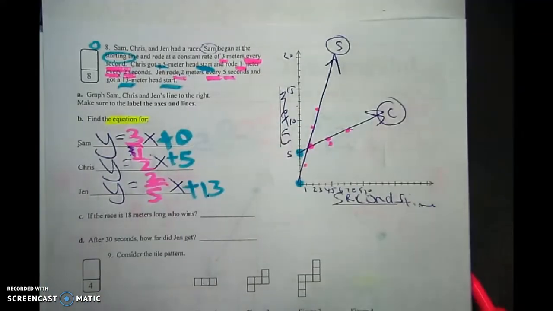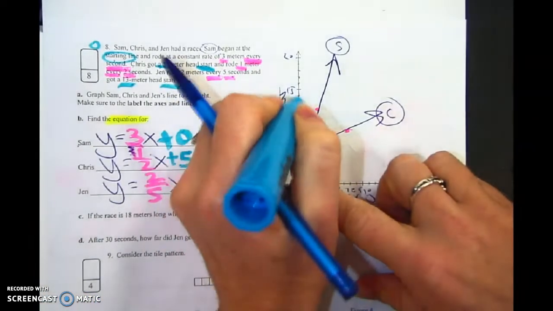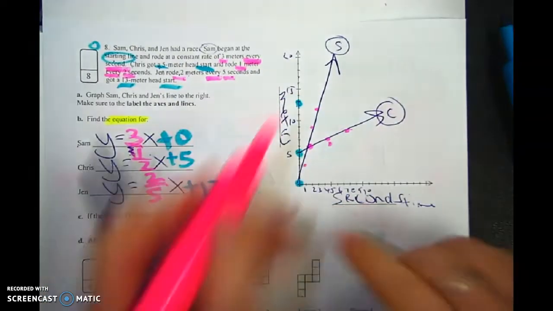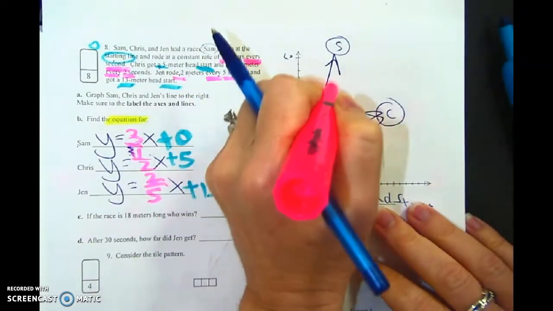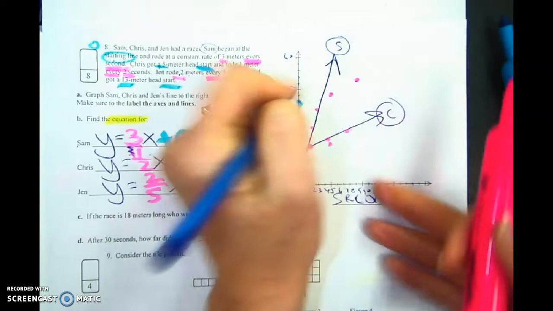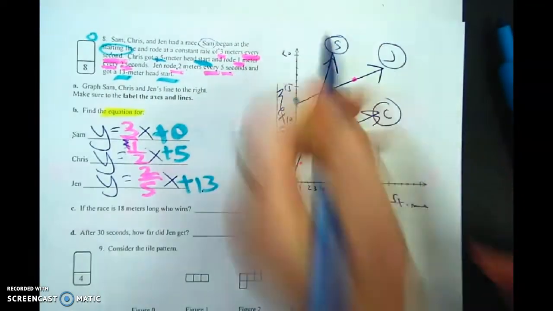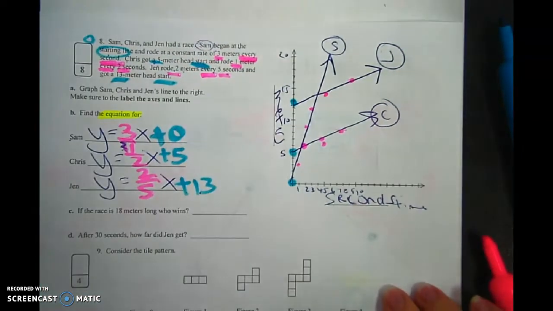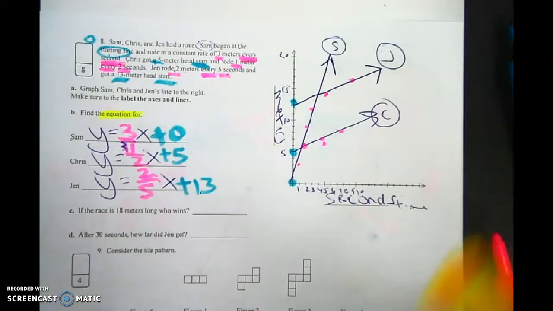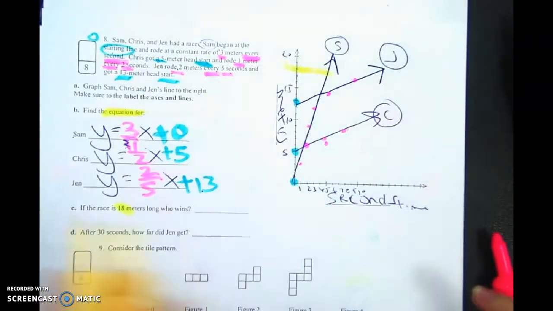And then Jen is up 13, so 11, 12, 13, and then she is up 2, right 5. So up 2, right 5, up 2, right 5, and that's J for Jen. Okay? If the race is 18 meters long, who won? Well, so let's see. This is 18. There's 18. Who am I getting first? Boom, Sam.